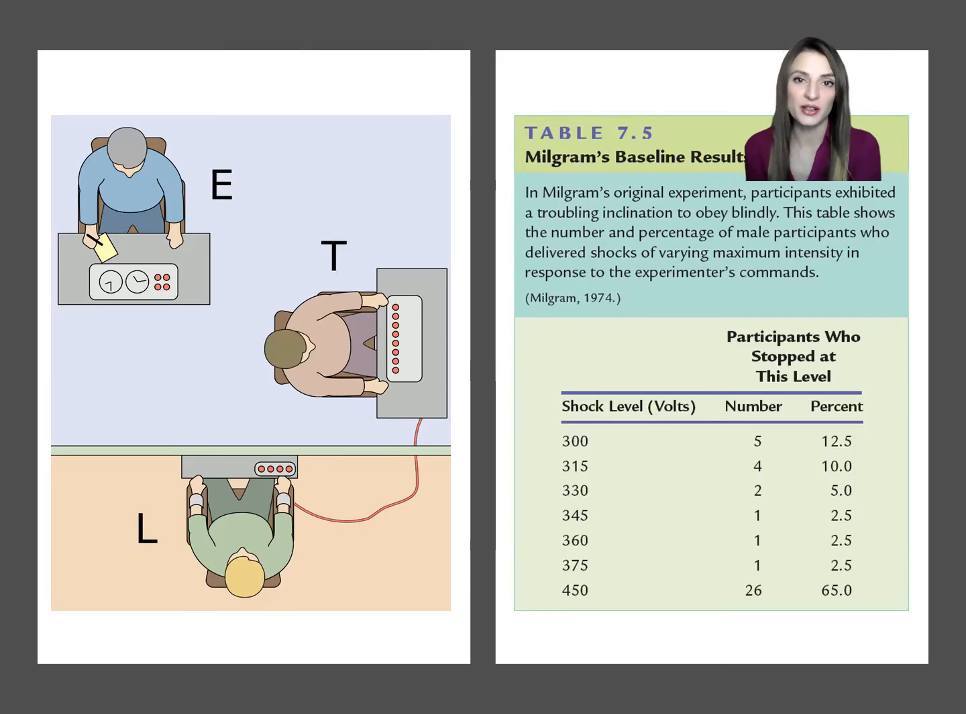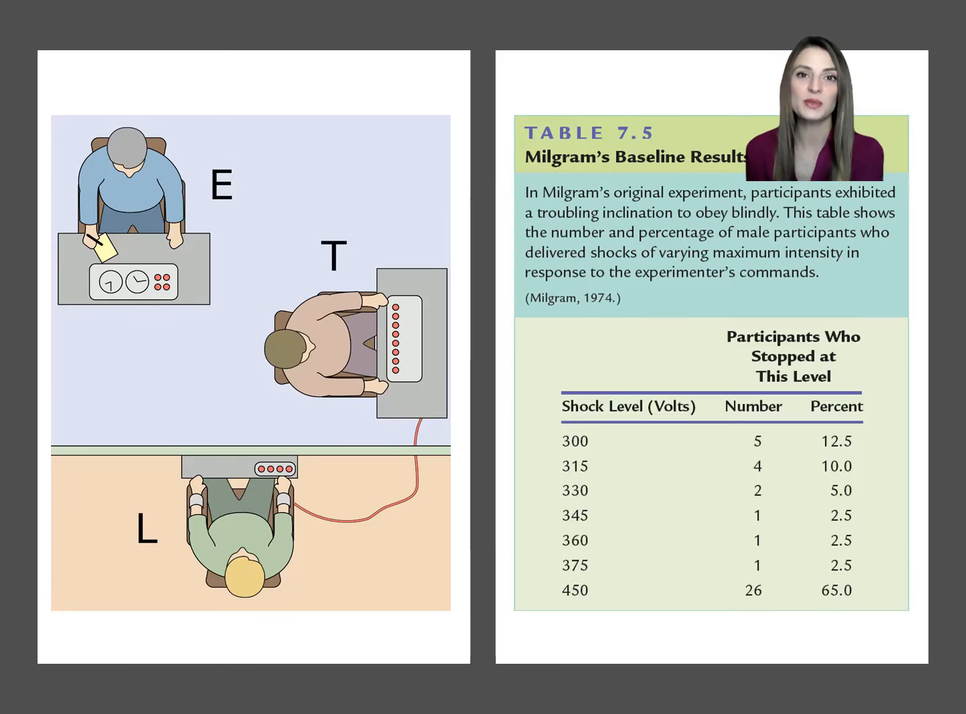asked the participants, who were called teachers, to administer increasingly painful electric shocks to a student. Now, keep in mind, the student was a confederate. The student worked for Milgram, and the student was never actually shocked. They pre-recorded screams and ouch noises like that so that they could standardize the research process.